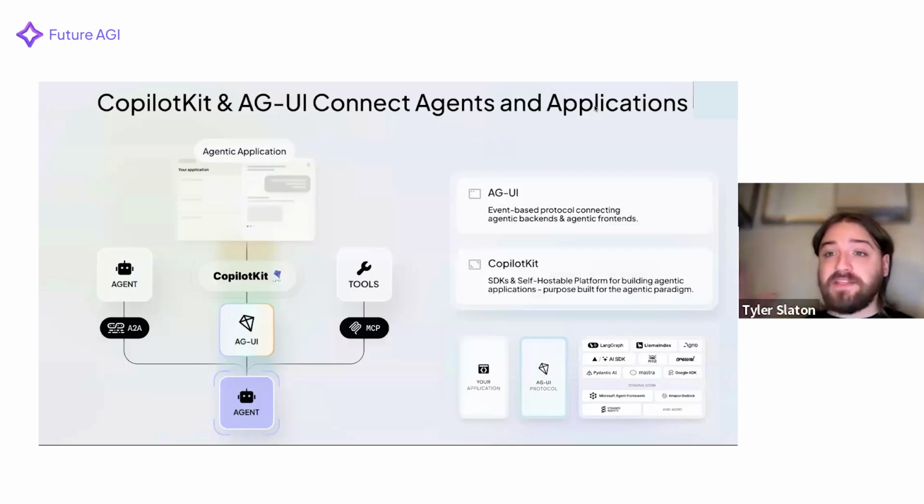So like I said, if we combine these two things together, AGUI and Copilot Kit, what is Copilot Kit? Well, Copilot Kit is how you can build applications on top of the AGUI protocol. It is a React consumer, and now Angular, we're going to be releasing that soon, consumer of AGUI events. Again, AGUI is an event-based protocol for connecting agentic backends and agentic frontends. We'll talk a little bit more about that. And Copilot Kit is the consumer of AGUI.